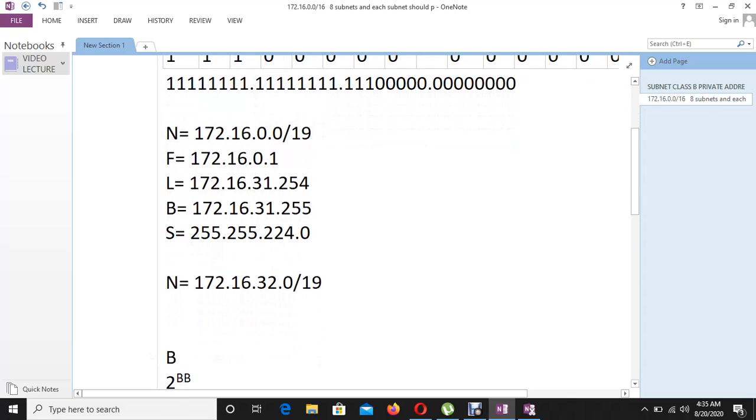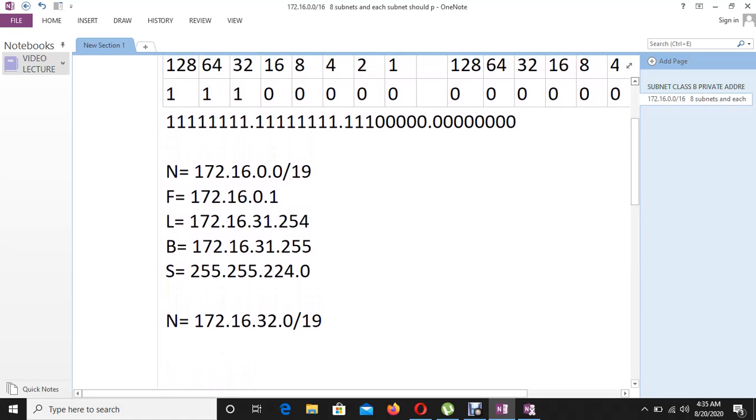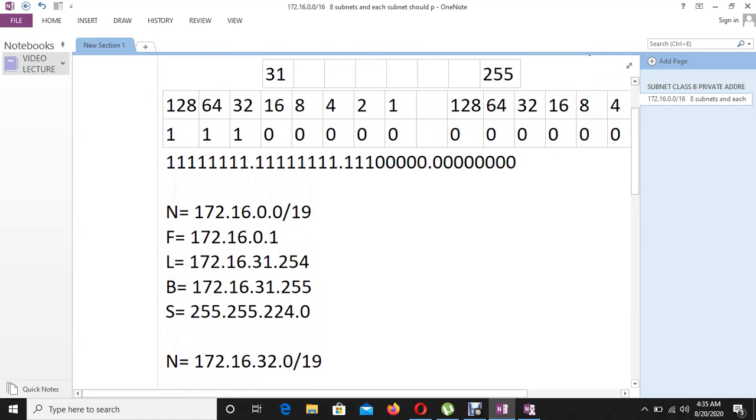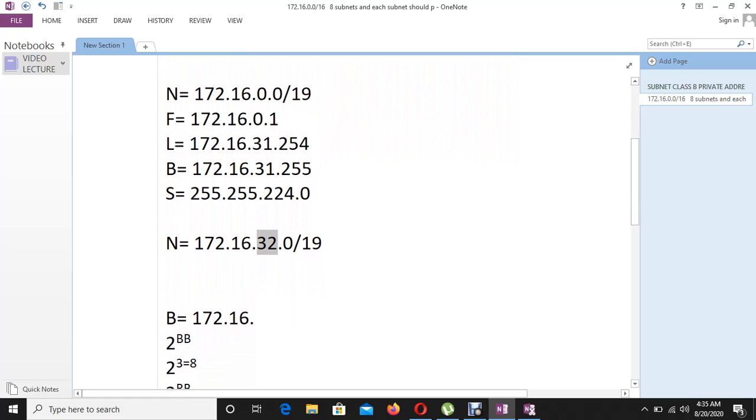So the broadcast address for this one is 172.16, it's going to be 32 plus 31, because this is what we are looking for here. This 31 we added to this 32. Okay, and this gives us exactly 63. So we get here 63.255.